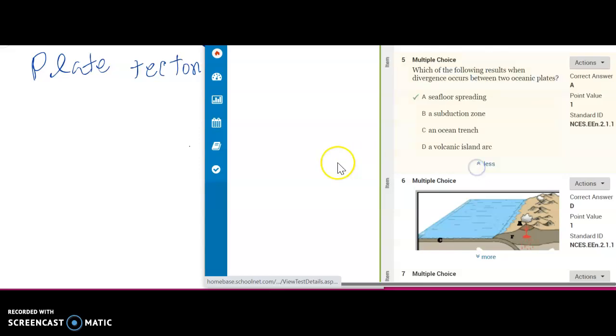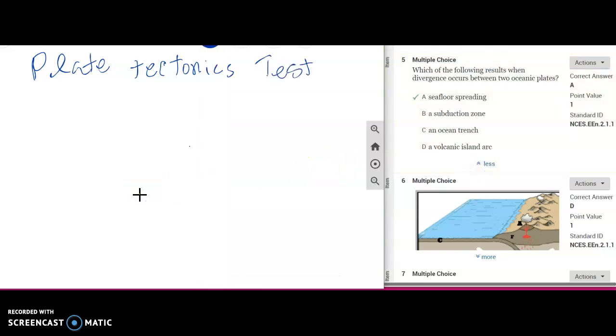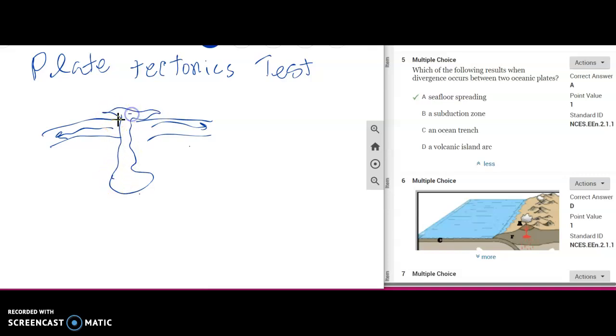Number 5. Which of the following results when divergence occurs between 2 oceanic plates? So you have an oceanic plate here, and they're going to be pulling this direction and this direction. That's divergent. They're pulling apart. And when you get that happening, you have lava. You got your magma here, and your lava comes up and it spreads out here. And that way you have new seafloor. This part right here is what splits between these 2 crusts and makes new seafloor. That's called seafloor spreading. The only time you ever get new crust is when you have seafloor spreading. So number 5 is seafloor spreading.